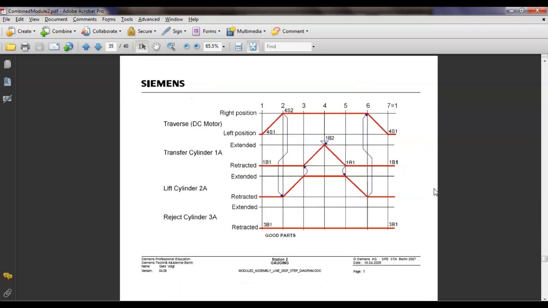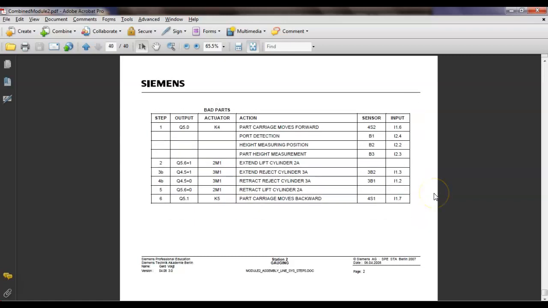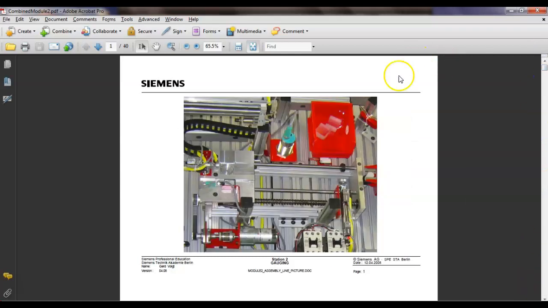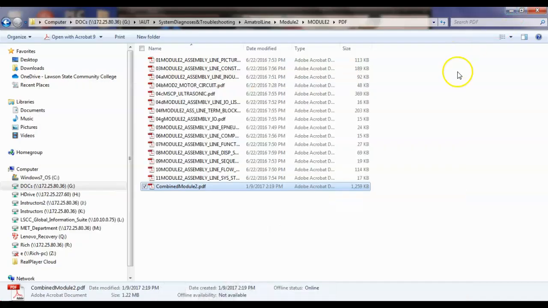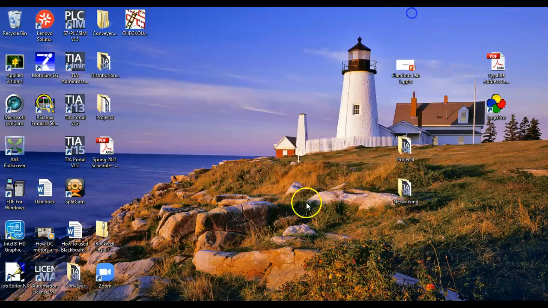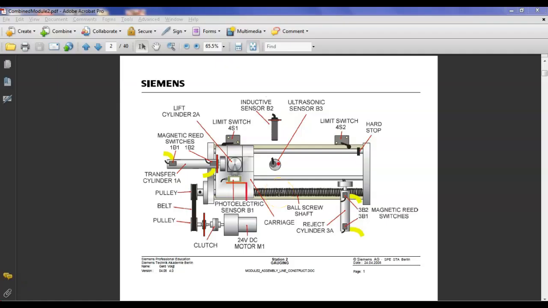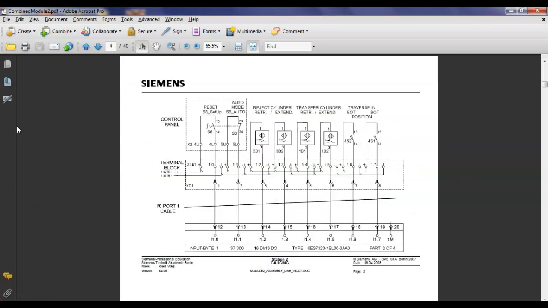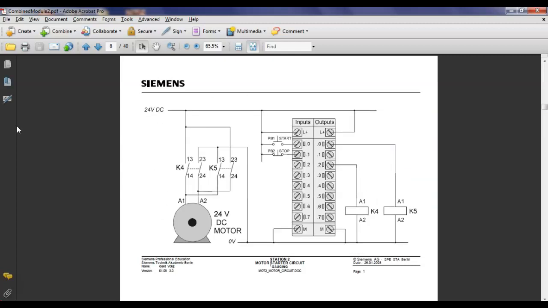So this is module 2. It starts off with the picture that you... let's see. Module 2. I didn't find the combined on module 1. And then, of course, we have one. This gives us electrical diagrams, right? Of course, we've already looked at this.